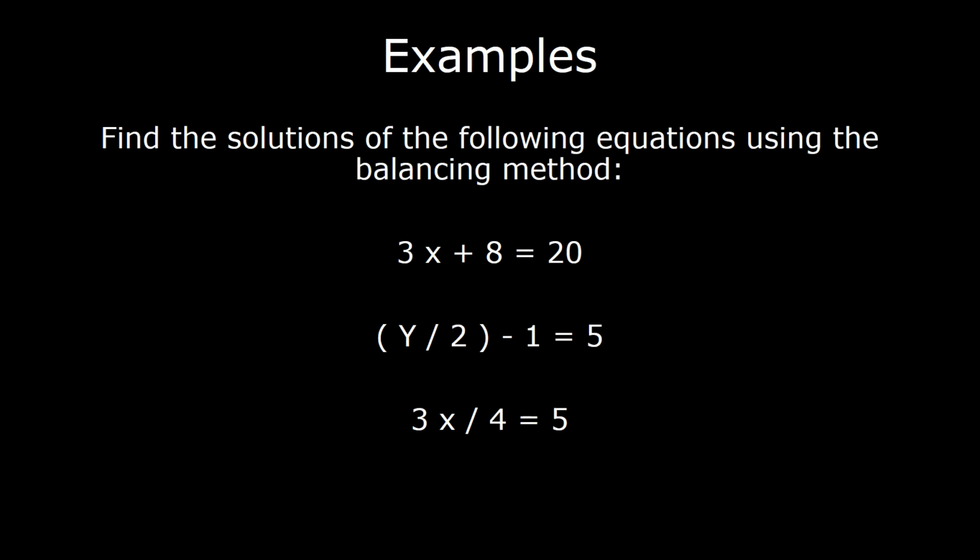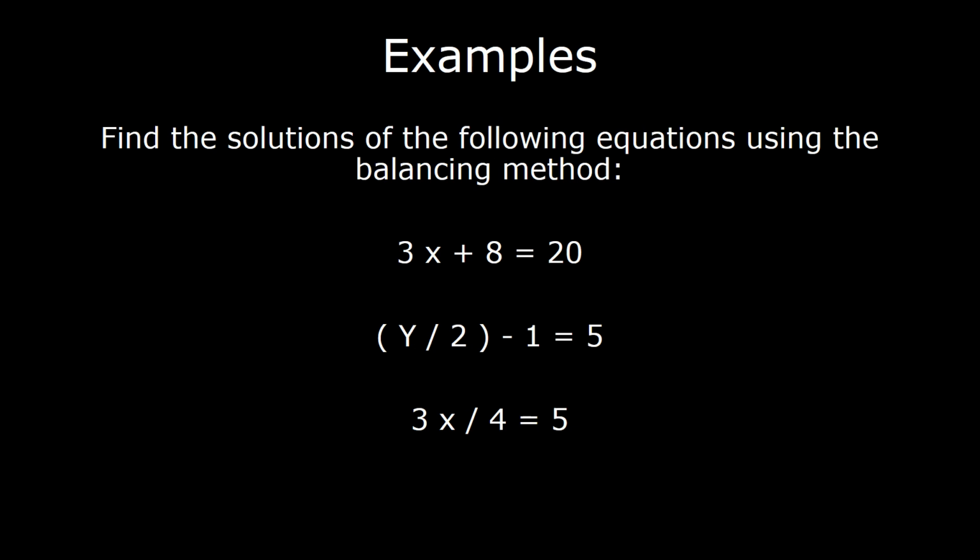But x is not alone just yet. We still have the 3 being multiplied to x. So what do we do? We divide both sides by 3. So LHS would become 3x upon 3 equals to just x. RHS would become 12 upon 3 equals to 4. So now we have reduced our equation to x equals to 4. Do we need to do anything else? No, because we've arrived at the answer that we were looking for. X equals to what? X equals to 4.